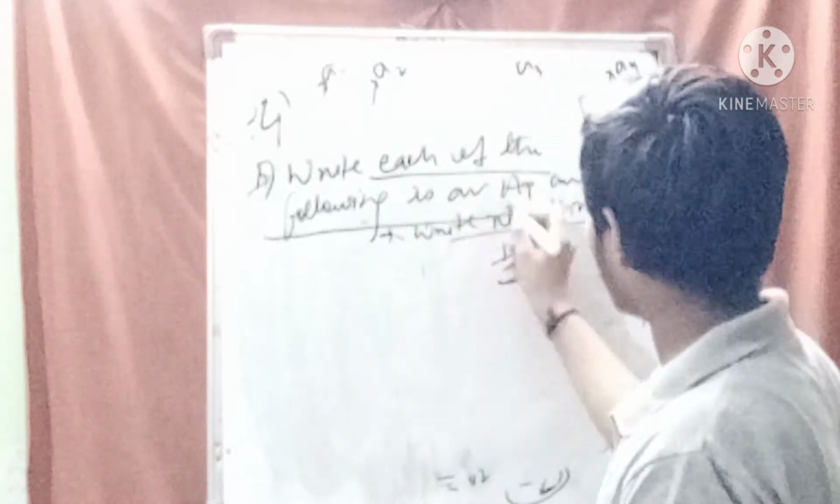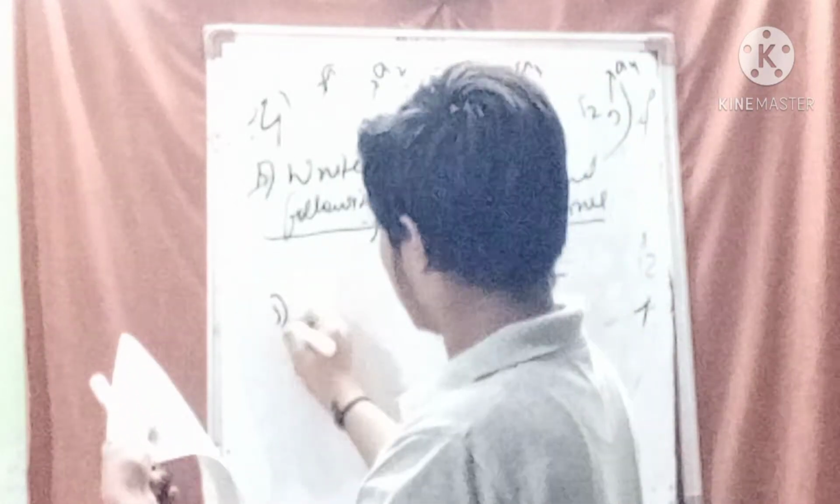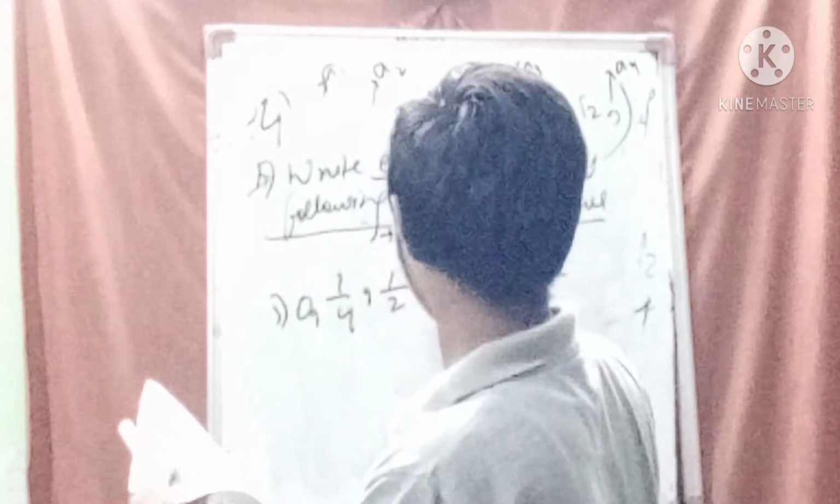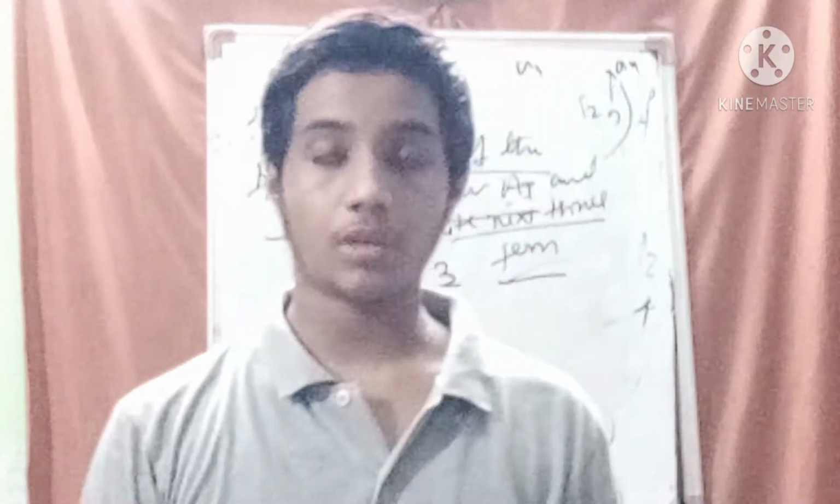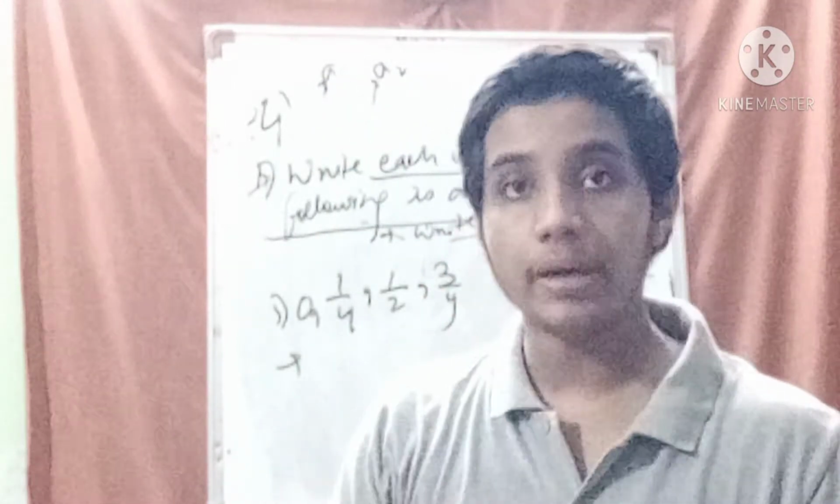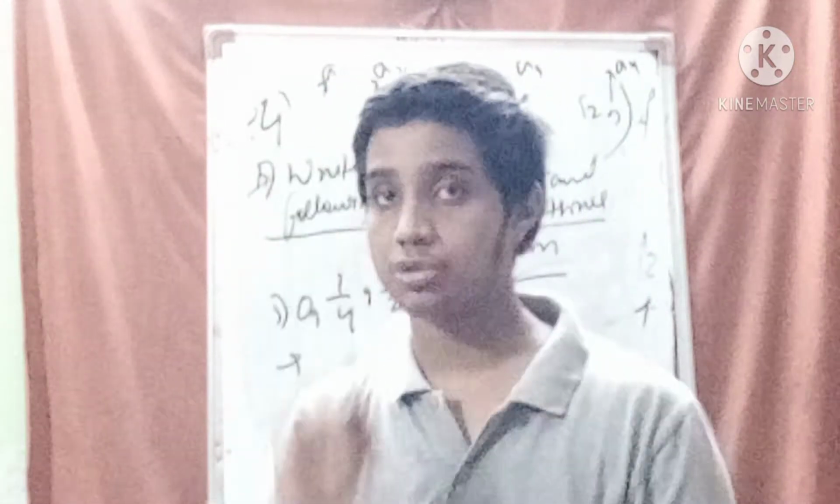Write which of the following are an AP. So the first example is 0, 1 by 4, 1 by 2, 3 by 4. This is an example. These two parts we have already done, but in combination I have made one question.